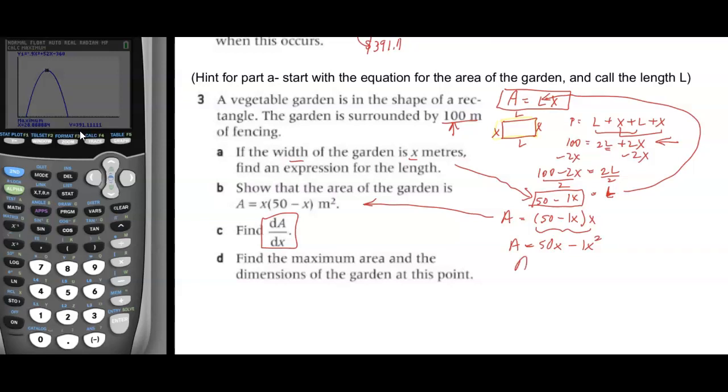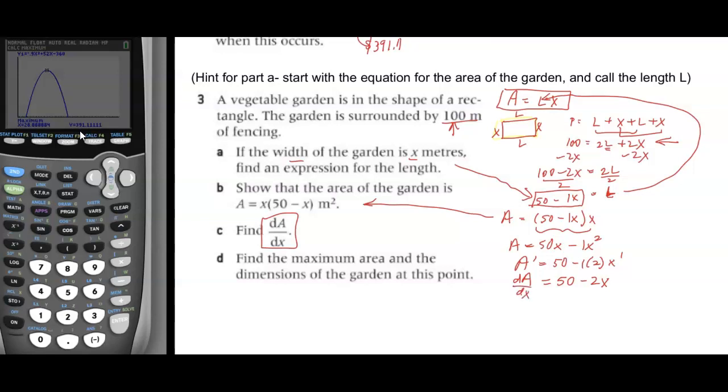So what is the derivative of 50x? It's 50. What is the derivative of negative 1 x squared? It would be negative 1, bring down the 2, and then I would reduce the exponent of 2 to 1. Now I'm going to simplify it. 50 minus 2x with no exponent. So this is my dA/dx or A dash, whichever you prefer. So I've done the derivative.